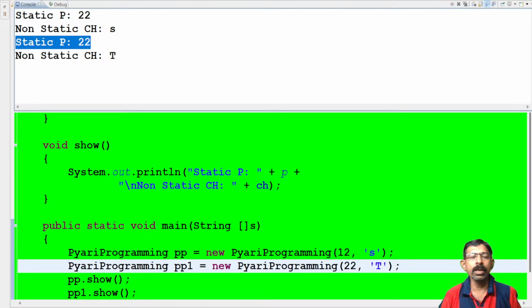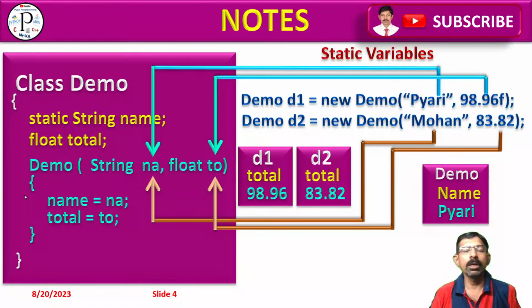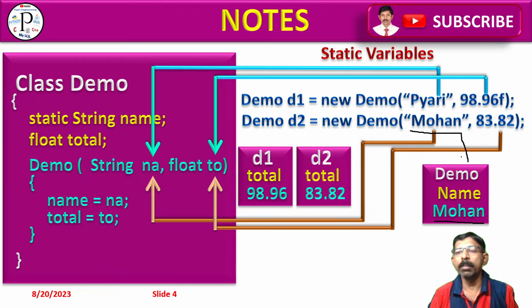You can check the slide again. This common. Look at this. Name is common for both the objects. Got it? So that's why when initially I'm creating Pyari, it is displaying Pyari. But when I'm overwriting it, it is changing to Mohan. Why? The updated value, the change, is made in the static. Here it has been made, where these d1 and d2, both objects are referring to the class. So that's why both the objects will get Mohan.